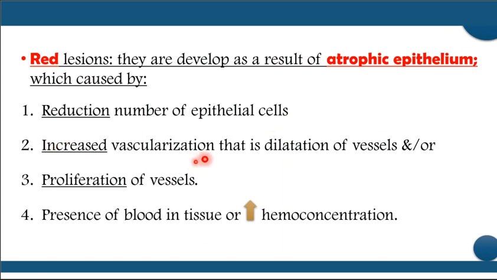Increase vascularization, that is dilatation of vessels أو proliferation of the vessels. يا إما حصل dilatation في vessels فزادت كمية البلود، أو حصل proliferation انتشار للvessels. تمام؟ Or presence of the blood in the tissue. البلود موجود في التيشوز not in the vessels and not in the capillaries، فأداني this red color. Or increasing of the hemoconcentration اللي هي increase of the hemoglobin. تمام، كده عرفنا why those lesions become white and why others become red.